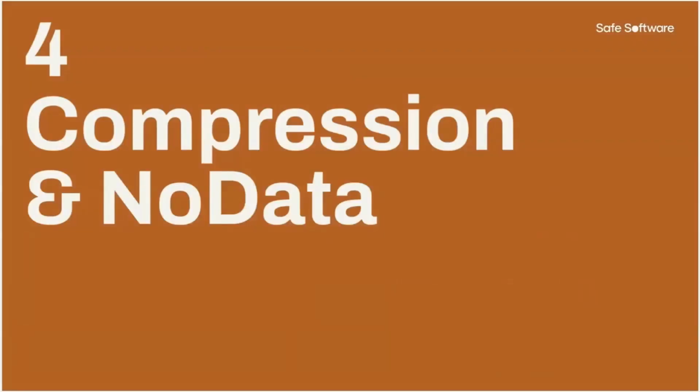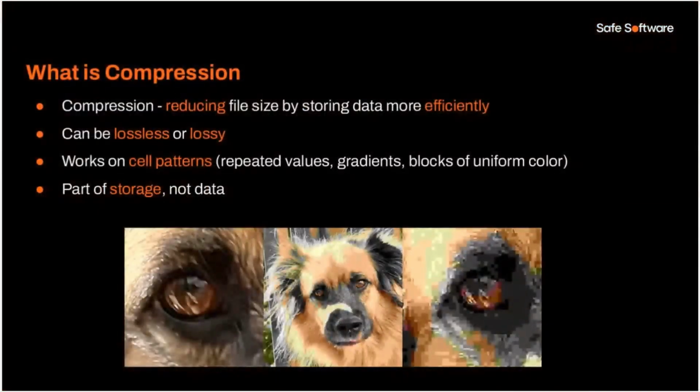And this kind of brings us to our next topic, compression and no data. Compression allows you to reduce file size quite efficiently, and it's quite important in the data age that we're living in. There are many algorithms for how to compress things. It can either be lossy or lossless, but how does it actually work?